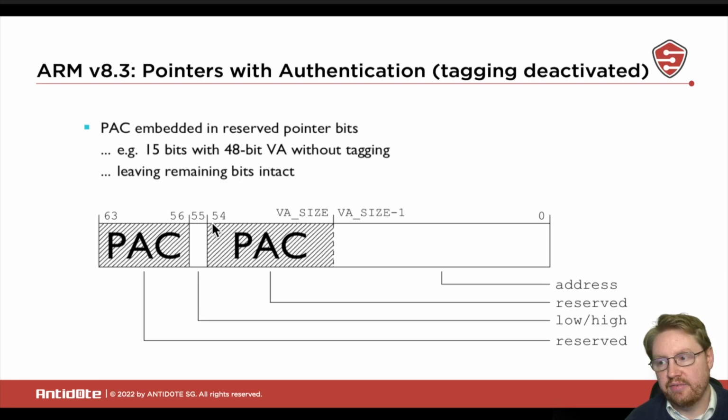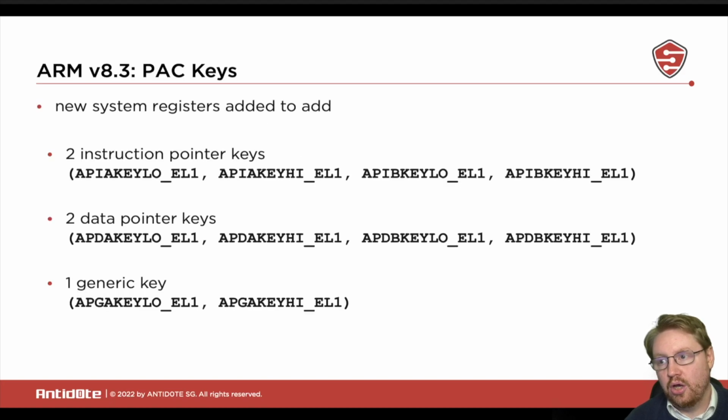So the more bits, the harder to guess it. Also keep in mind the 15 bits is here the minimum. The real virtual address size is actually smaller, so that means we have actually more bits available in macOS and iOS. Okay, so that was the basic idea of where the pack code gets stored.